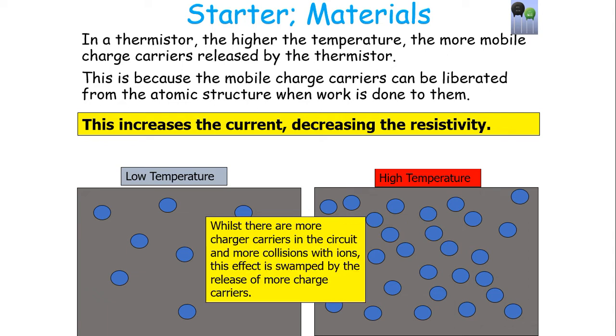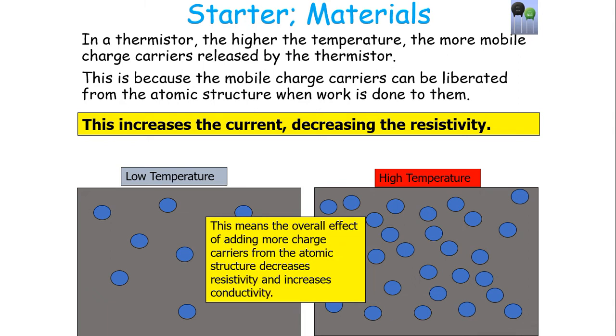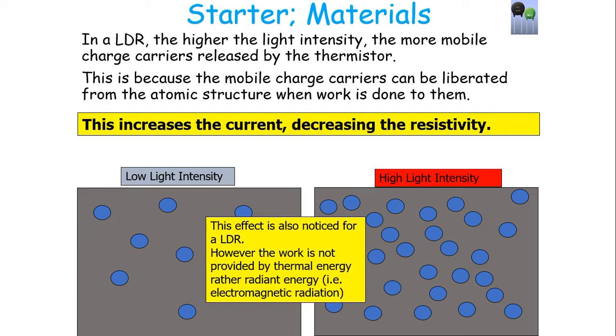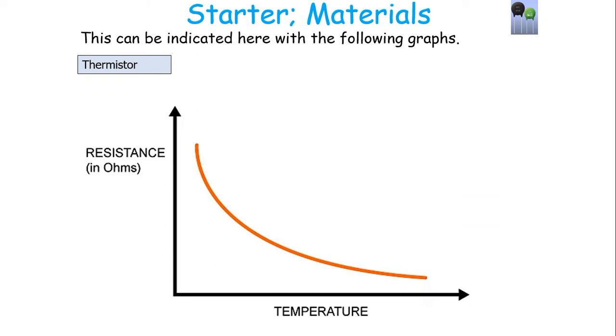surface of the material. Now, whilst there are more mobile charge carriers in the circuit and therefore more collisions, you might argue, well, does that not increase the resistivity? Well, that effect is swamped by just the number of mobile charge carriers that have been released by the thermistor. Therefore, the overall effect of adding more mobile charge carriers from the atomic structure decreases the resistivity and increases conductivity. Now, the effect is also noticed for the LDR, however, the work provided is not by thermal energy, rather radiant energy, electromagnetic radiation. So we can show this in the following graphs.